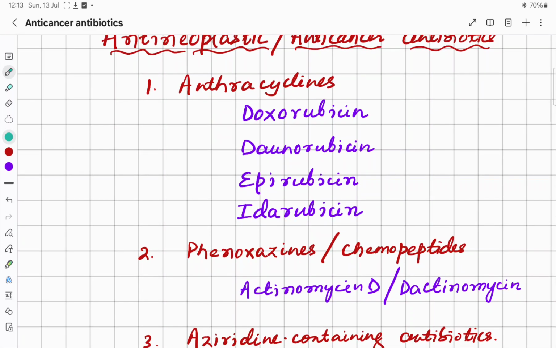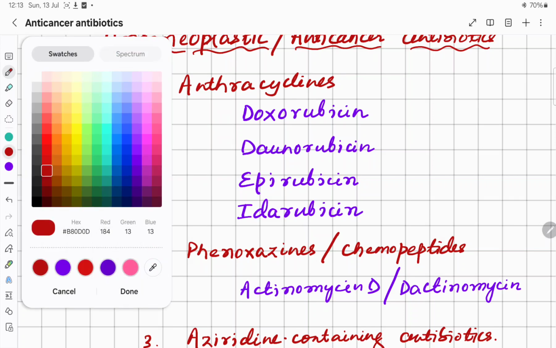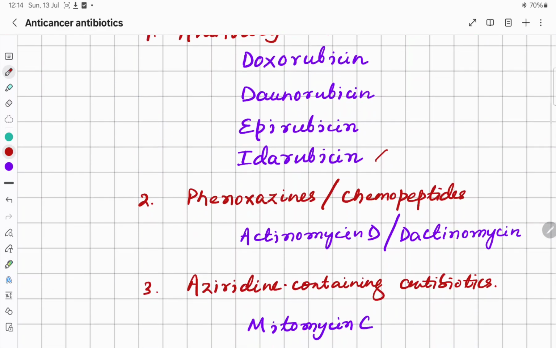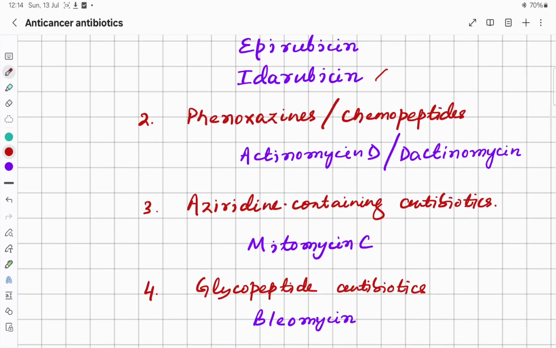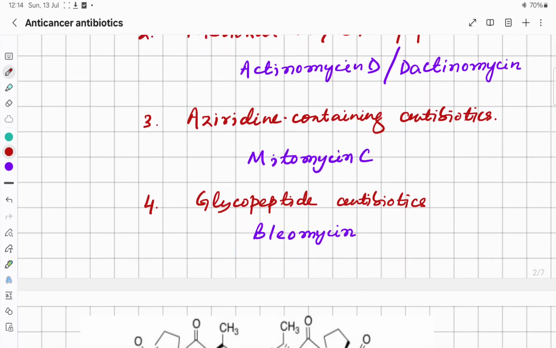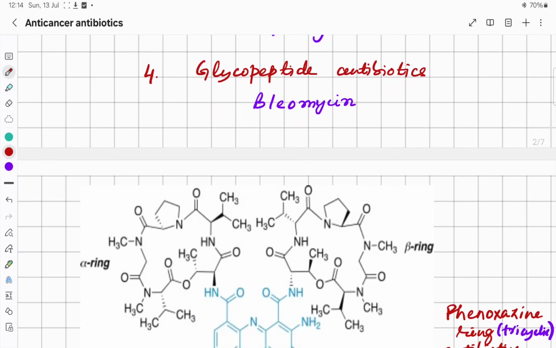There can be four groups of anti-cancer antibiotics. Anthracyclines, for example, doxorubicin, daunorubicin, epirubicin, idarubicin. Then phenoxyazine antibiotics, actinomycin D or dactinomycin. Then aziridine antibiotics, where aziridine and quinone are present, for example mitomycin C, which acts as an alkylating agent. Then glycopeptide antibiotics, for example, bleomycin. So let us discuss them one by one.